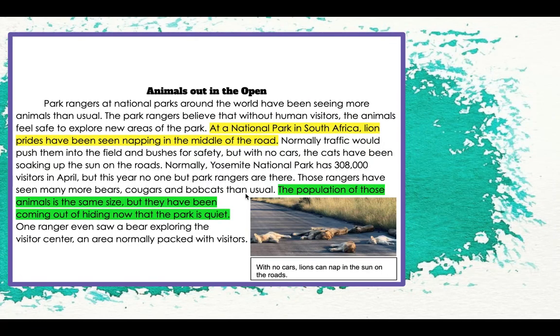This passage is called Animals Out in the Open. I'll read. As I read, think about what is the main idea of this paragraph.